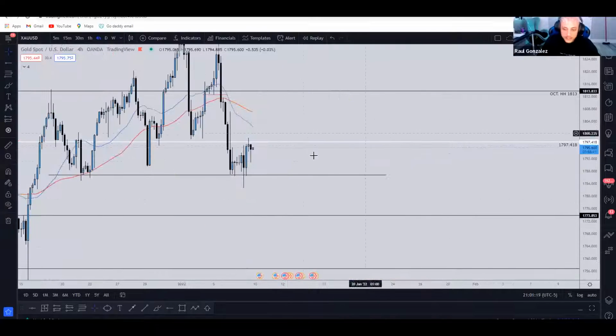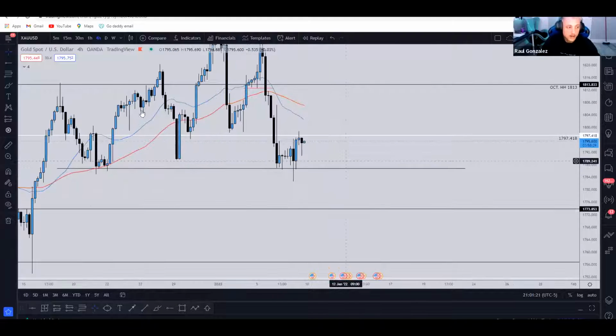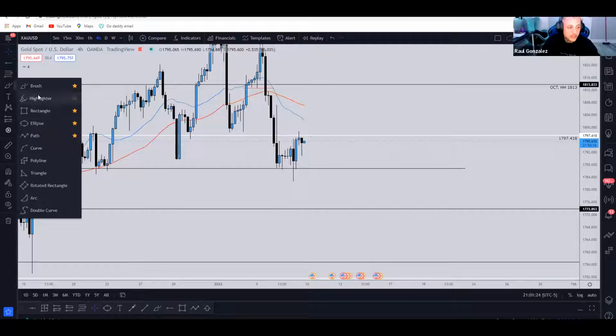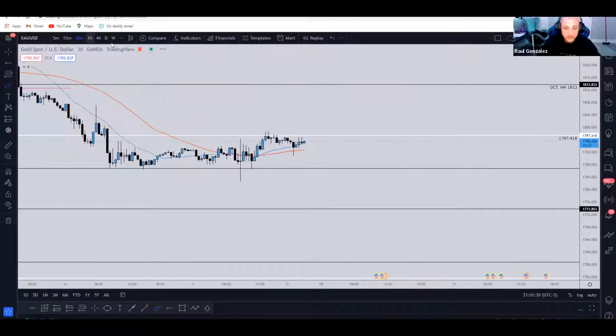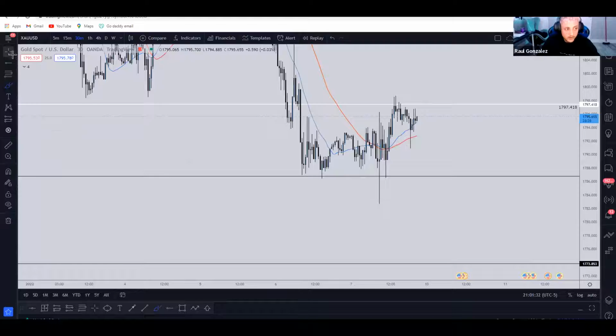I want to see the rejection of 1797 first because there's a lot of weakness within this 4-hour candlestick. This is not a great buy. This is not a great sell signal here. So if we can get another rejection here and we get some form of a double top on this 30-minute time frame, I'll take the short.